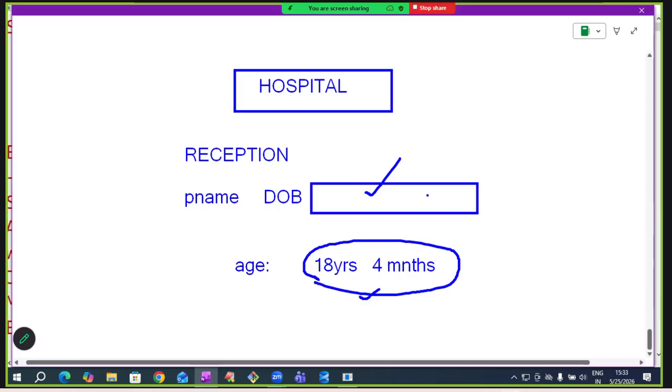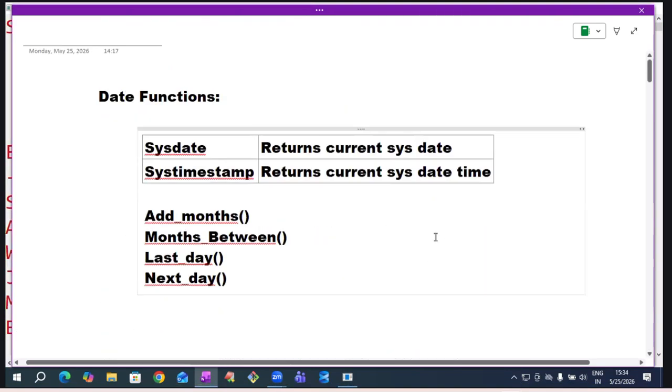So they are finding it like this only, months between. Are you understanding, sir? So the months between topic is over.